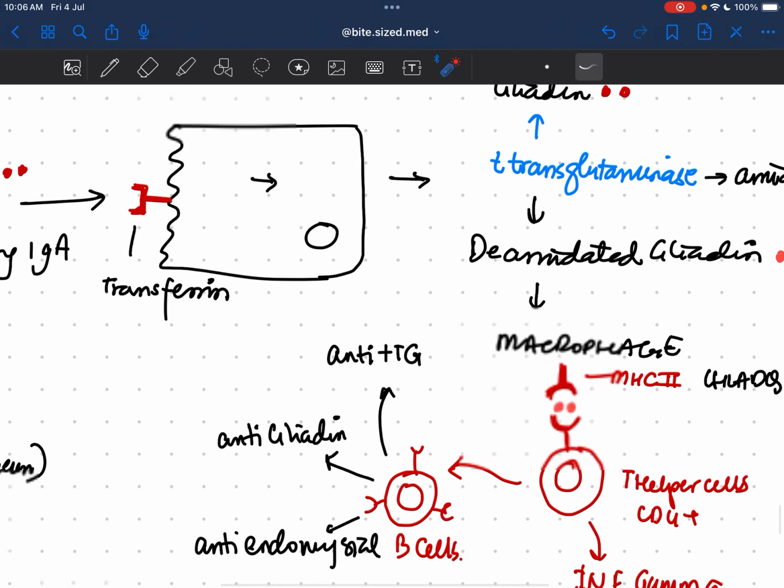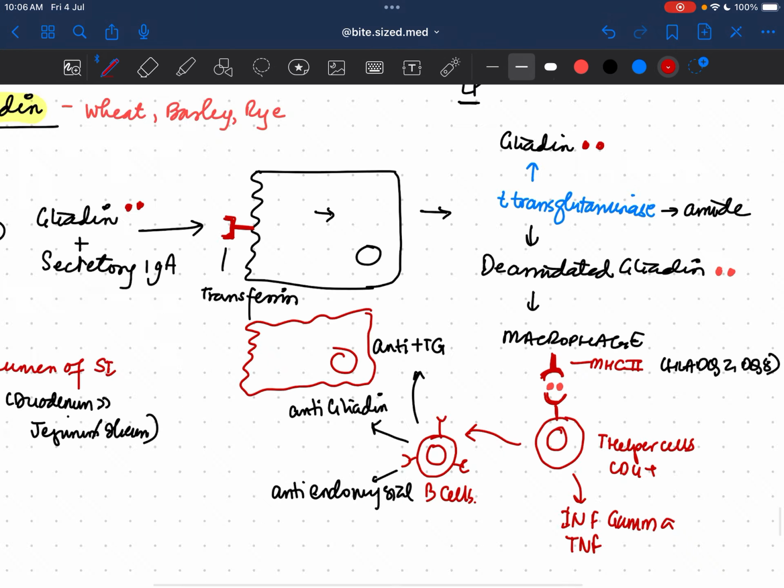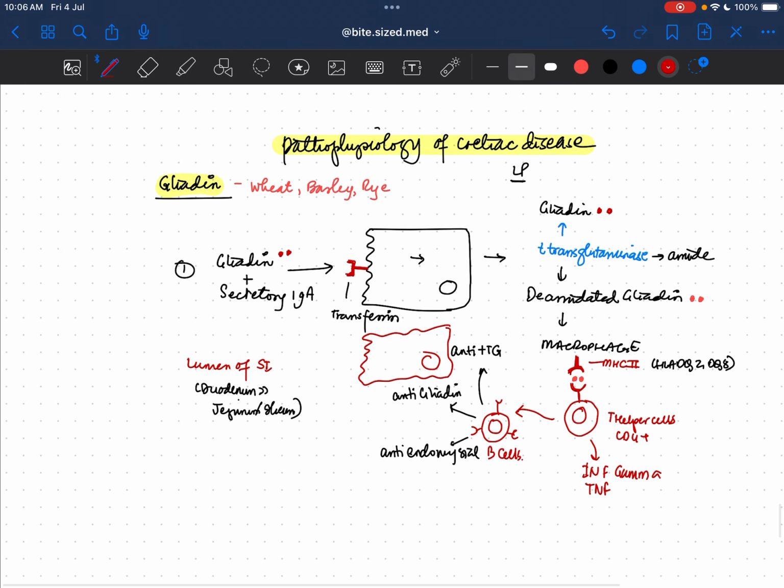All of these effectively cause destruction of the enterocyte. So the enterocyte is now destroyed, leaving more space for more gliadin to be absorbed into the lamina propria and aggravating this cycle of inflammation and destruction.